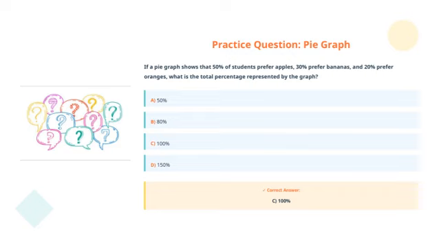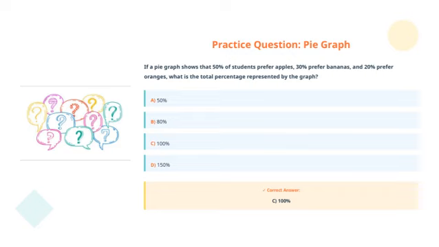So, when we add up these percentages, 50% plus 30% plus 20%, we're essentially summing all the sections of the pie. And if you do the math, 50 plus 30 gives us 80, and adding 20 more brings us to 100%. That means the overall percentage represented by the pie graph is 100%. This aligns with the idea that a pie chart always represents a total of 100%, or the entire dataset.